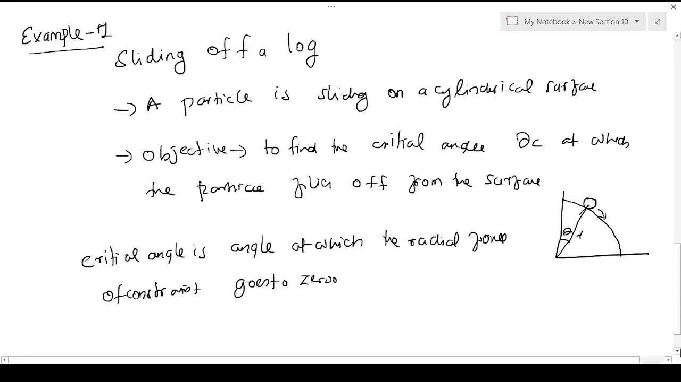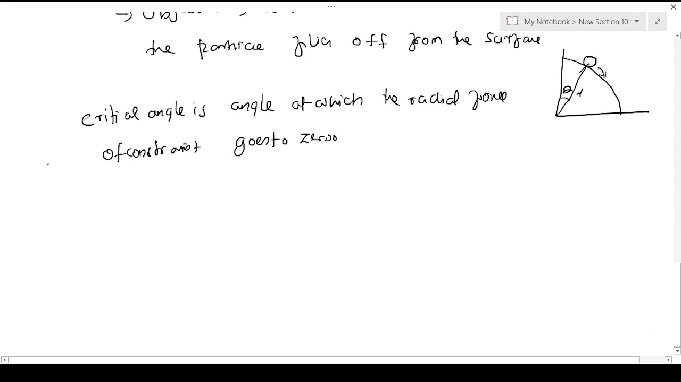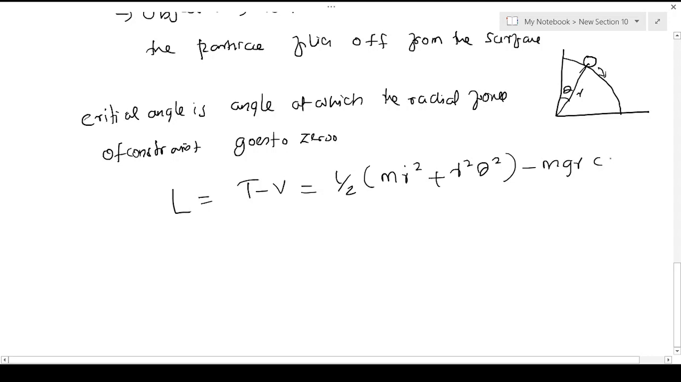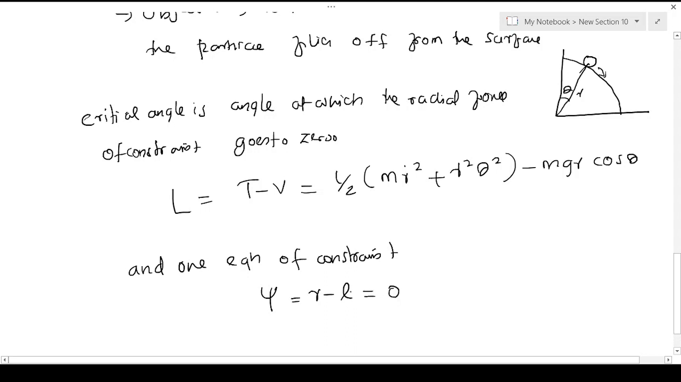Now in this problem, the Lagrangian is L equal to T minus V, which is half m times r dot square plus r square theta dot square, minus the potential term mgr cos theta. We also have one equation of constraint, psi equal to r minus l, which is equal to 0.